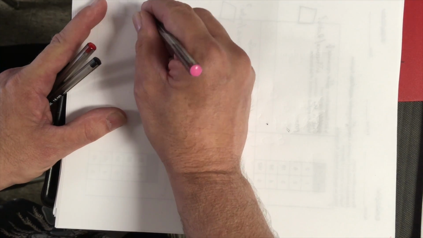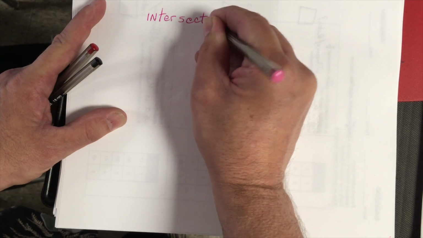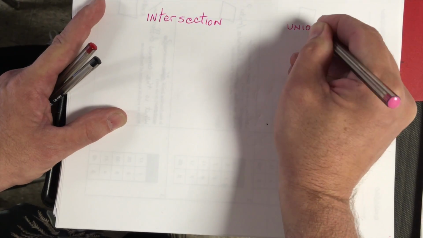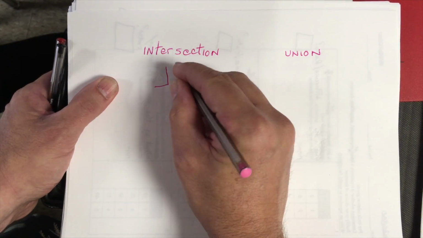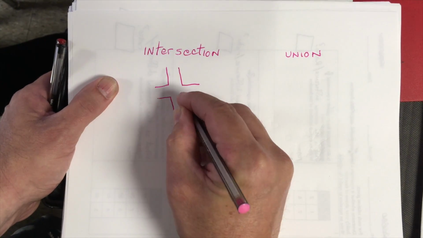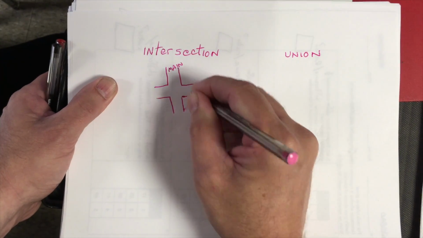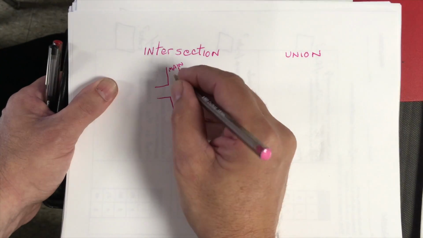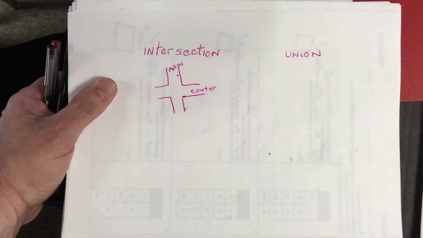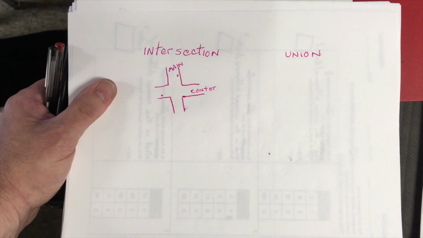So I started talking to you the other day about two words that have meaning in English, and they also have meaning in math, in set theory. Intersection. If you have two roads and they cross, this one is Main Street and this one is Center Street. If I'm here, I'm standing in Main Street. If I'm here, I'm standing in Center Street.